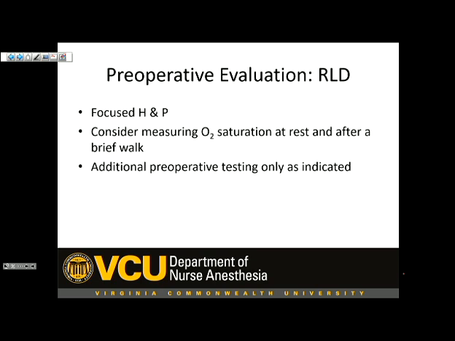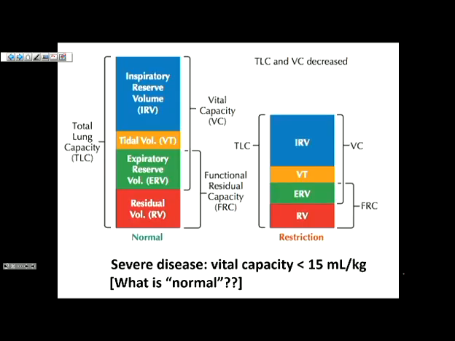And again, additional preoperative testing, I'll mention a few spots here where it's something we'd go, ding, ding, ding, we don't have this, I'd really like to have it. So we'll mention a couple of those, but it's really case by case. Just a picture of the lung volumes: total lung capacity, normal; restrictive lung disease, decreased. Tidal volume.